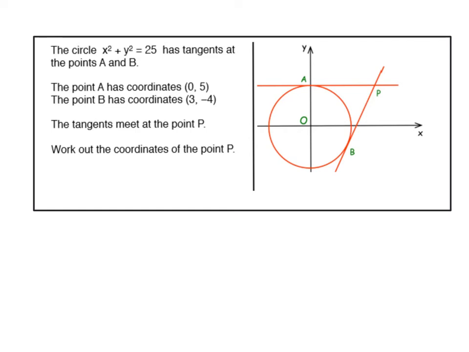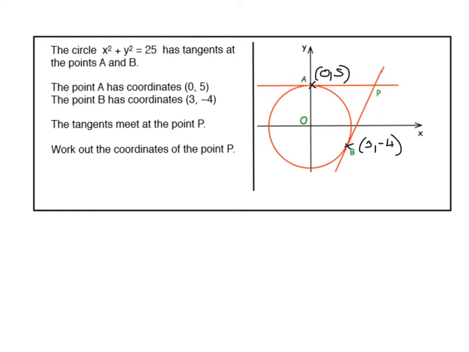The circle x squared plus y squared is 25, has tangents at the point A and B. The point A has coordinates 0, 5, so let me just mark that on straight away. And the point B has coordinates 3, minus 4. The tangents meet at the point P. Work out the coordinates of point P.